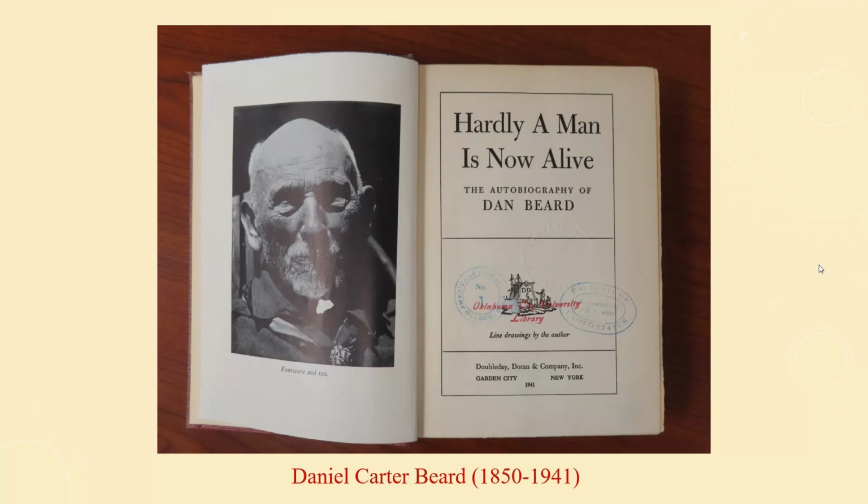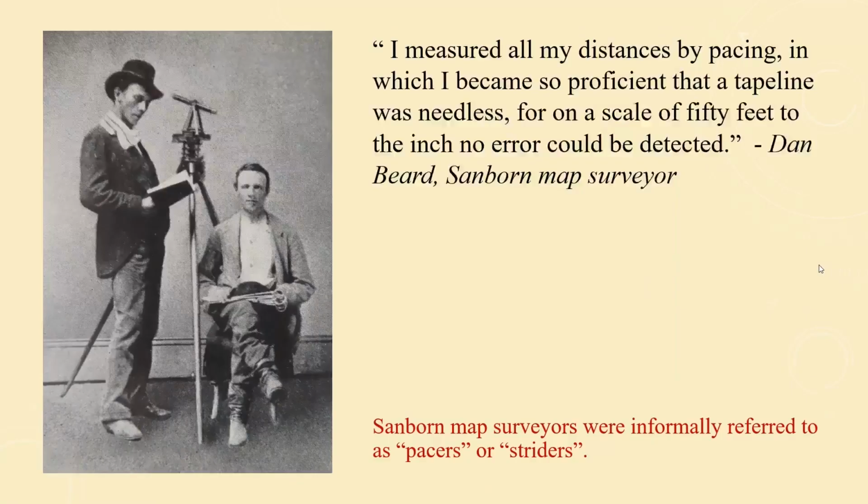And he provides us with some really interesting insight into how these maps were produced. So I'm going to read some quotes from his autobiography here. He says, "I measured all my distances by pacing, in which I became so proficient that a tape line was needless, for on a scale of 50 feet to the inch, no error could be detected." And for this reason, you will sometimes see Sanborn map surveyors referred to as pacers or striders.